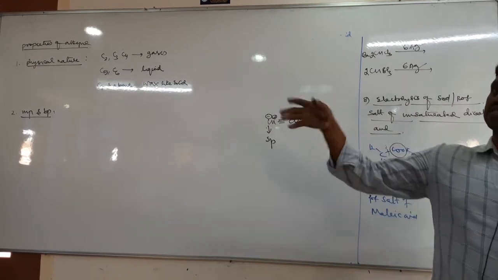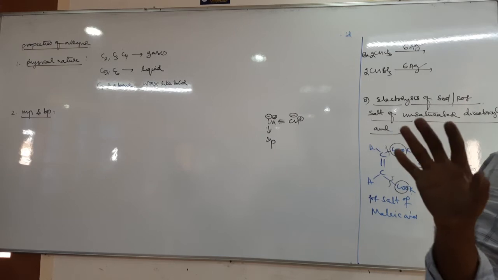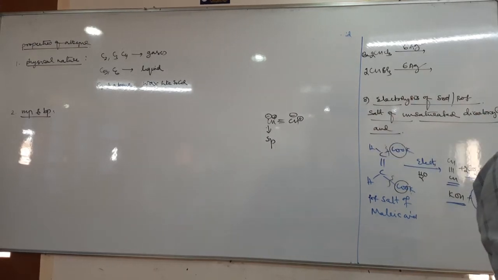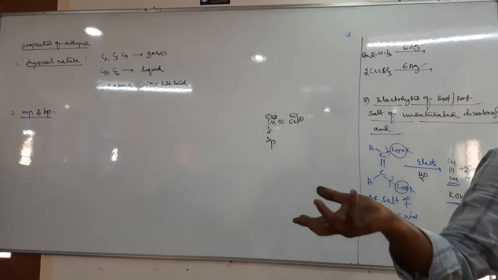Then as the number of carbon atoms increases, melting point and boiling point increase. That is the same. As the branching increases, melting point and boiling point decrease. That's the same, like alkane only. Next, solubility. When it comes to solubility, usually these are insoluble in water. They are not soluble in water usually because they are organic molecules.